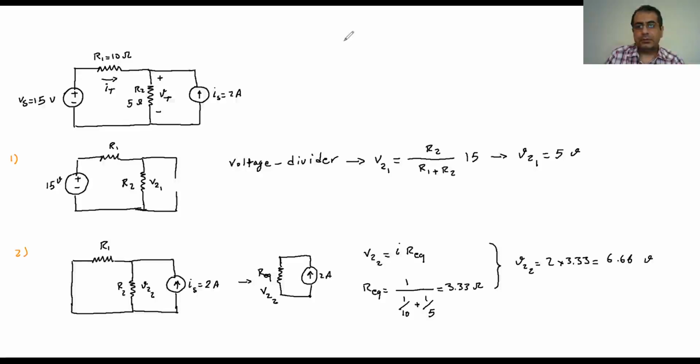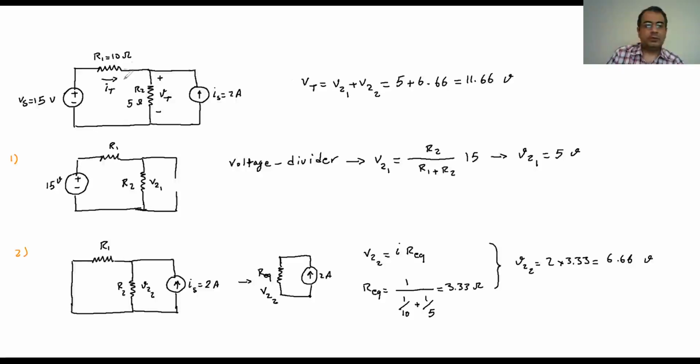So here I know that VT is going to be equal to V2 from step 1 plus V2 from step 2. So it's going to be 5 volts plus 6.66 volts. So it's going to be 11.66 volts that we have. So this is how we calculate the voltage here.